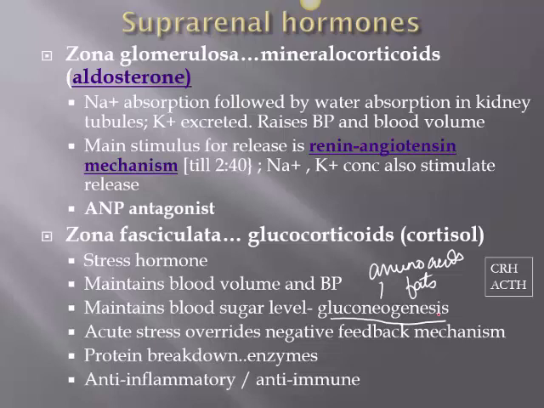Same with fat. So it breaks down fats and causes glucose to be produced. It is under this feedback loop, but when there is acute stress, then that feedback loop is lost and it overrides that.